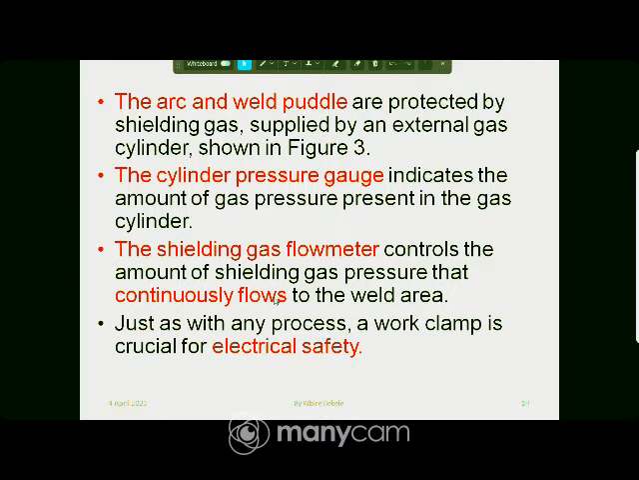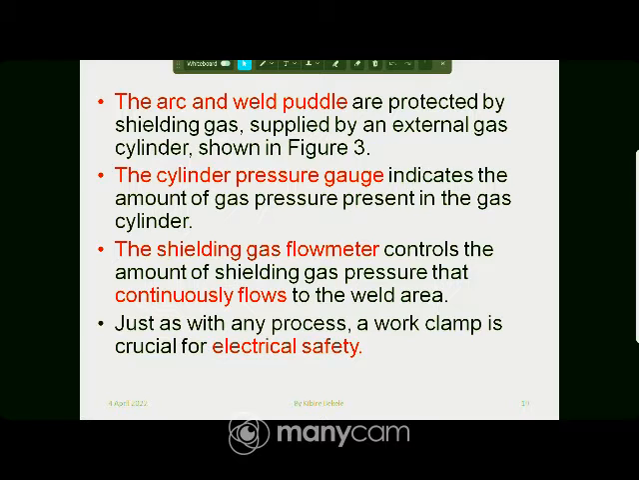Wire feeder is another equipment. The arc and the welding puddle are protected by shielding gas. Because of this, we call the shielding gas another piece of equipment of gas metal arc welding. It's supplied by an external gas cylinder.